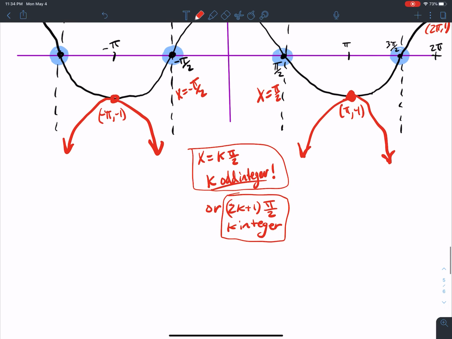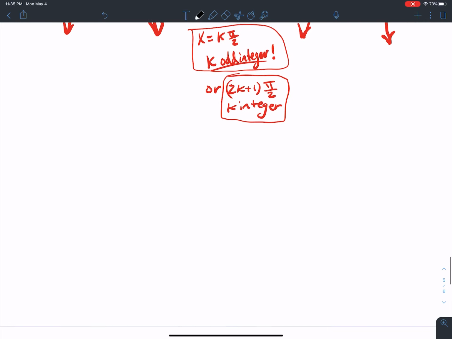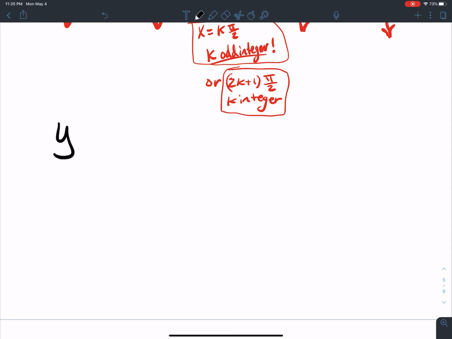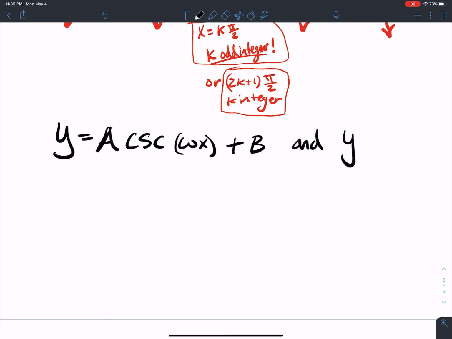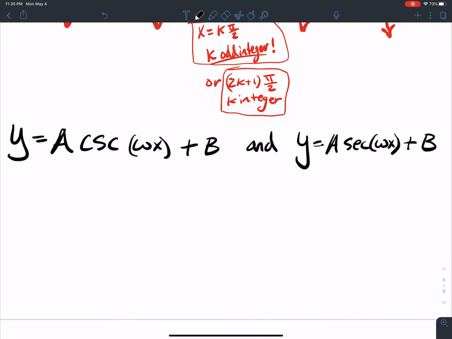Okay, so maybe we should do just a couple of practice problems, just to make sure we've got this going on. So just to have our general form, y equals a cosecant omega x plus b, and y equals a secant omega x plus b. Let me move this over so I can get this all in one row.